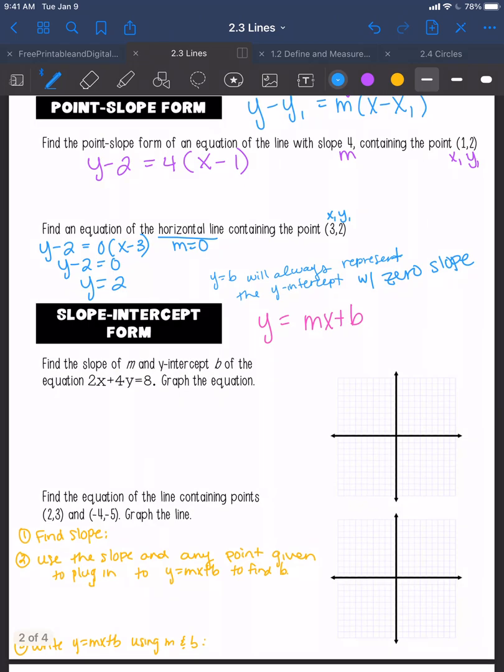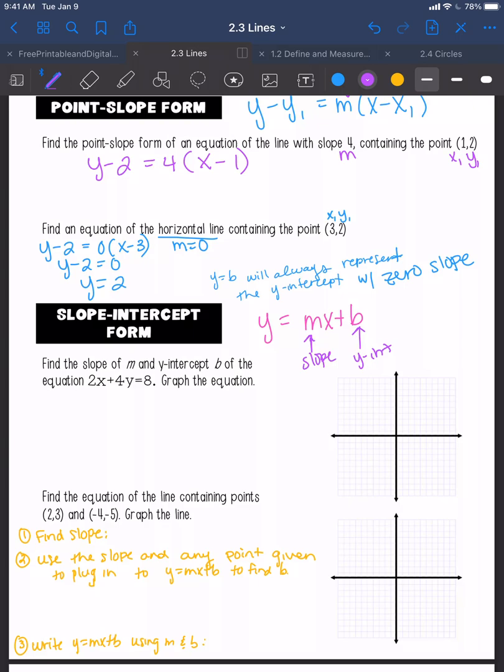Okay, next, slope-intercept form is one commonly used. It's y equals mx plus b. And from that, m is representing our slope, b is representing our y-intercept, and we can easily graph from that as well. So here we're asked to find the slope m and the y-intercept b of the equation 2x plus 4y equals 8, and graph the equation.